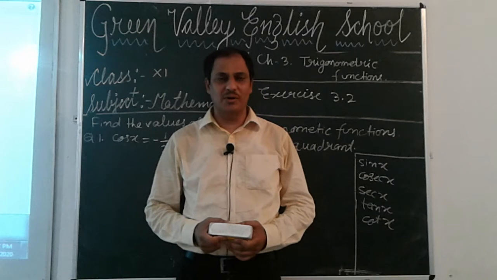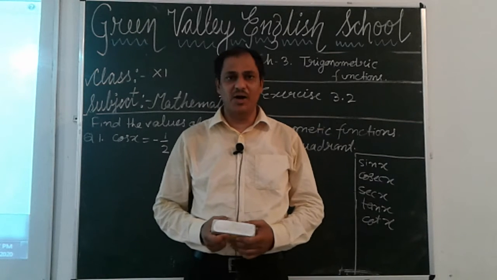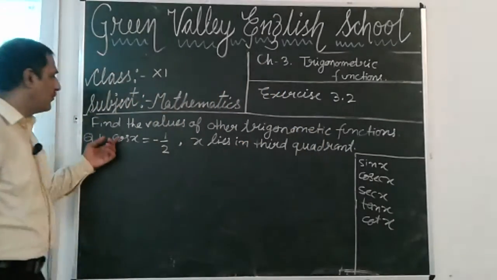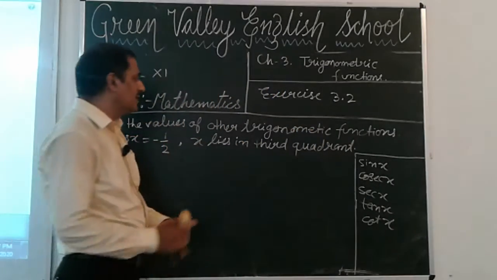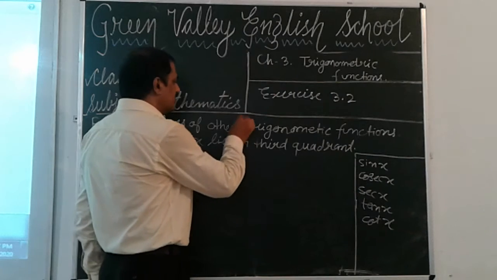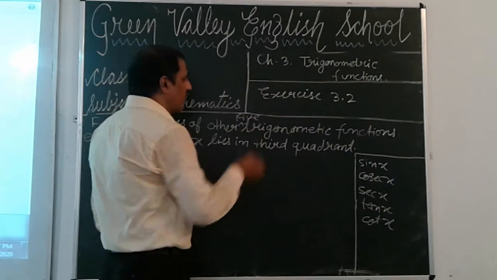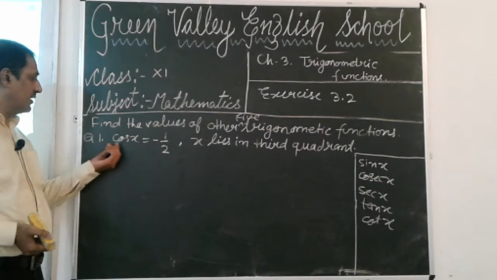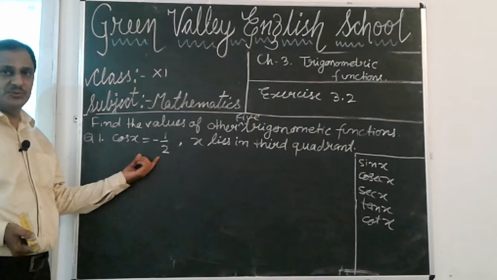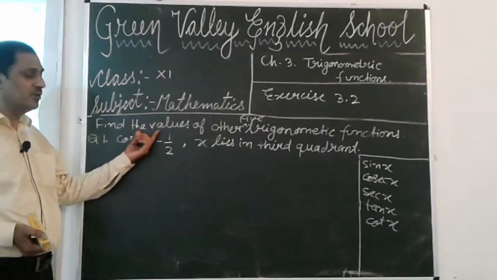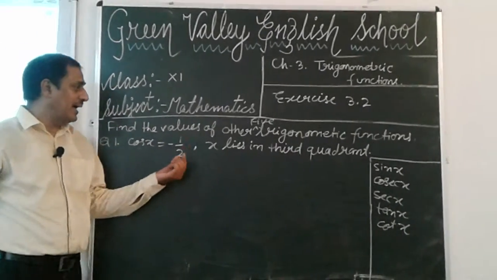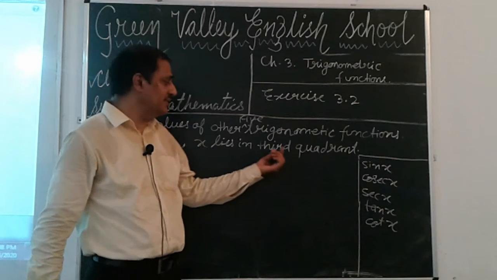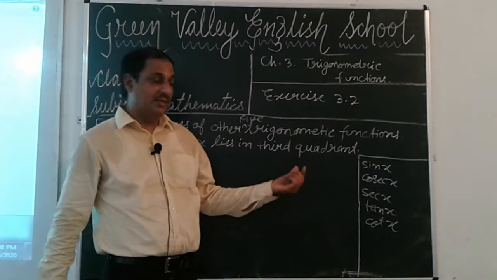Today I am going to solve question number 1 of exercise 3.2. Find the values of the other 5 trigonometric functions. Here in question number 1, cos x is equal to minus 1 by 2, and x lies in the third quadrant.